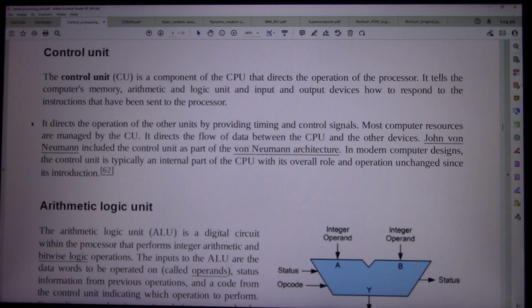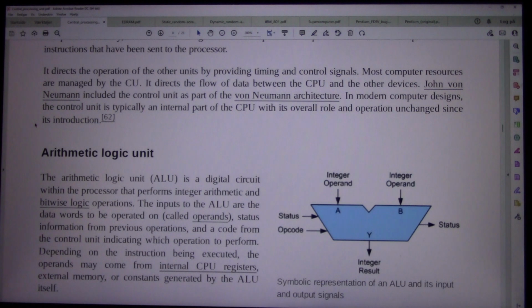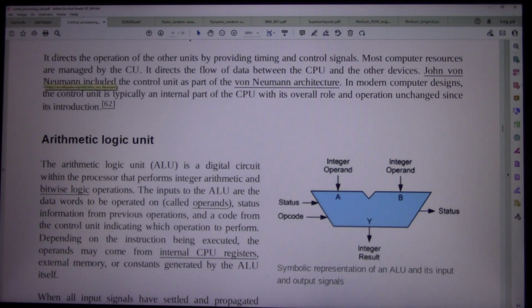John von Neumann included the control unit as part of the von Neumann architecture. In modern computer designs, the control unit is typically an internal part of the CPU with its overall role and operation unchanged since its introduction.